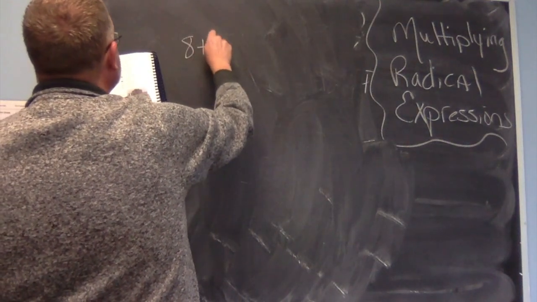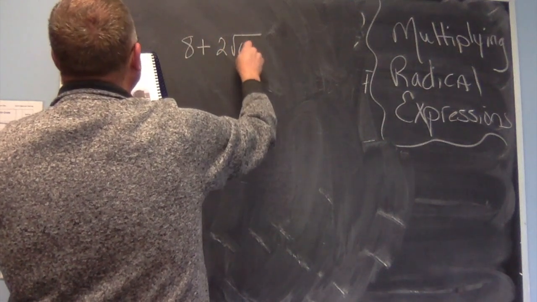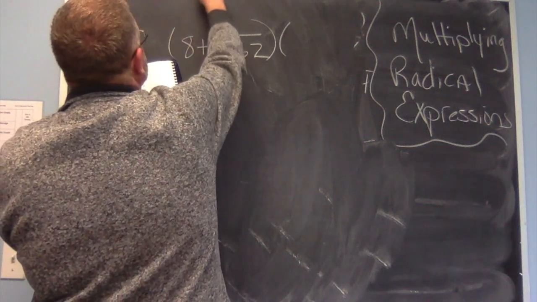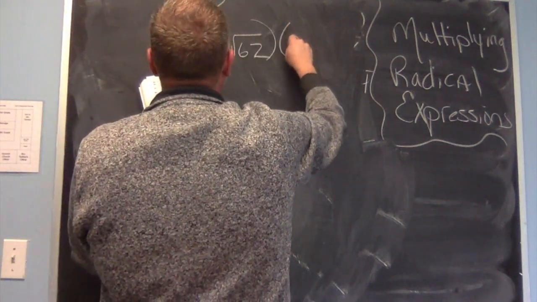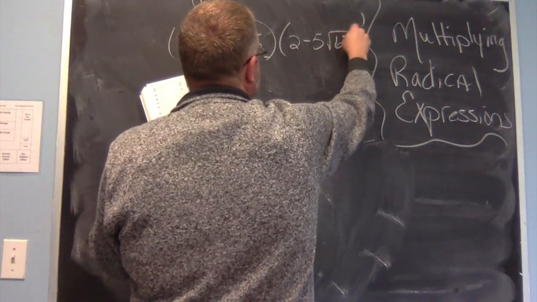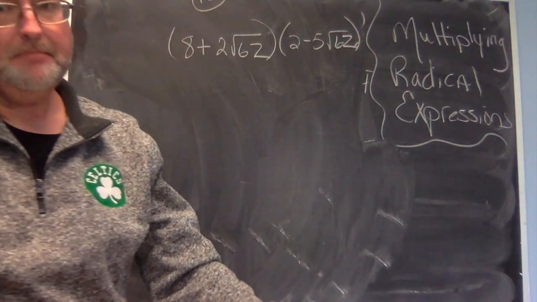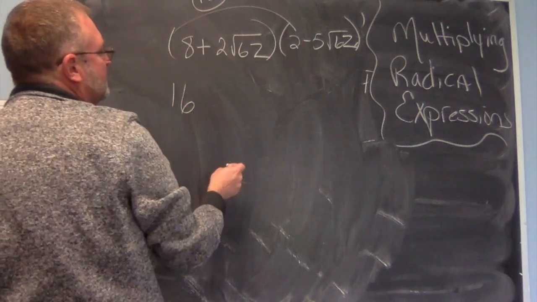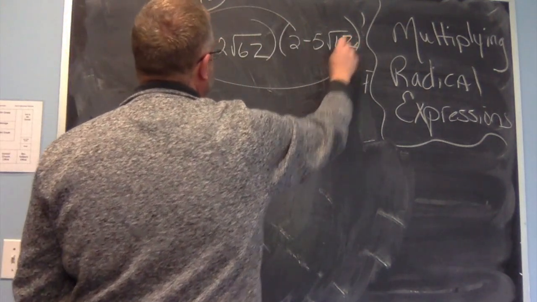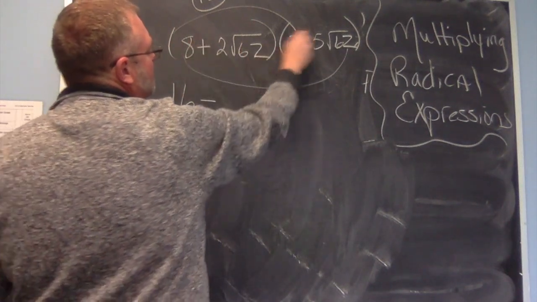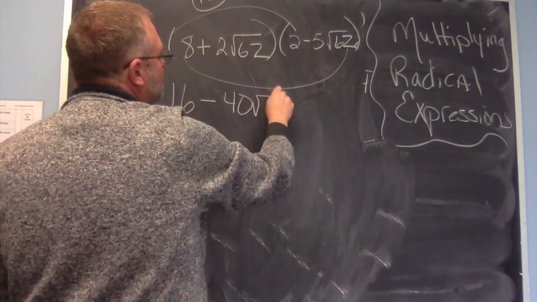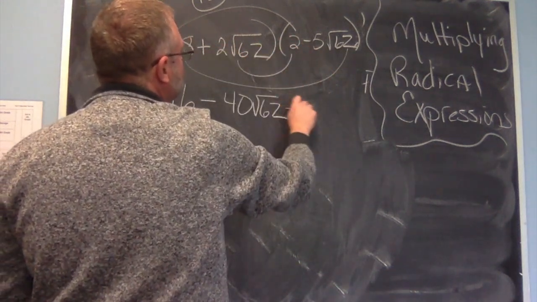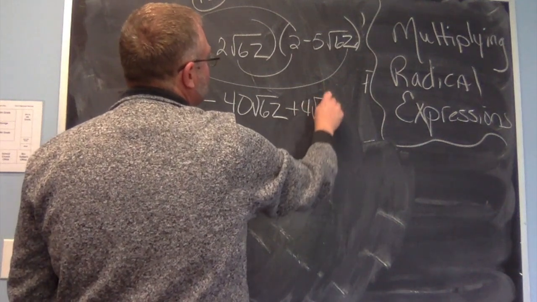Let's do number 48. You have 8 plus 2 square root of 6z times 2 minus 5 the square root of 6z. Okay, so here we go. Foiling, 8 times 2 is 16. That's my first. My outer would give me a negative 8 times 5 is 40 times the square root of 6z. My inner is going to give me a positive 4 square root of 6z.